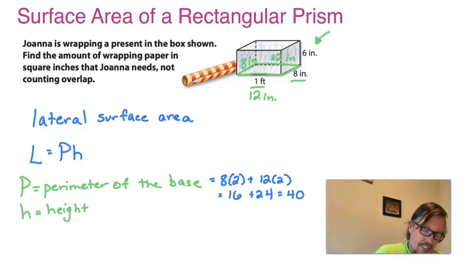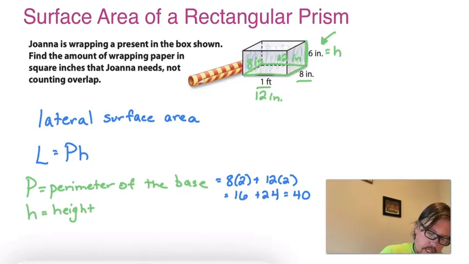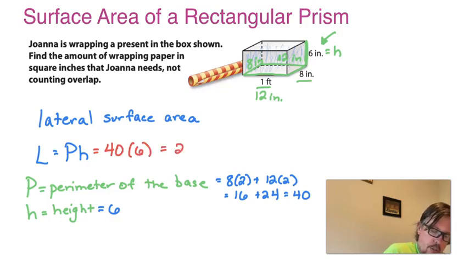And then my height is going to be that 6 right there. 6 is going to be the height. So then the entire thing, the lateral surface area, is going to be 40 times 6, which is 240. The unit is inches, and because this is area, it's square inches.